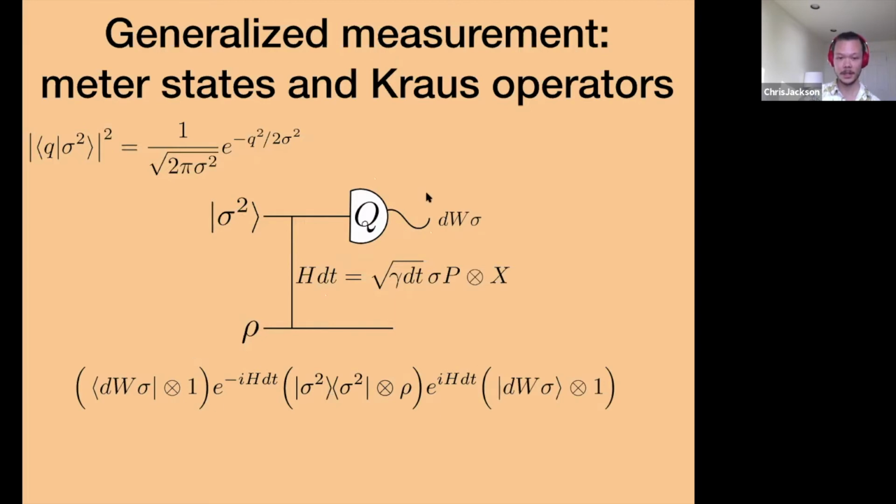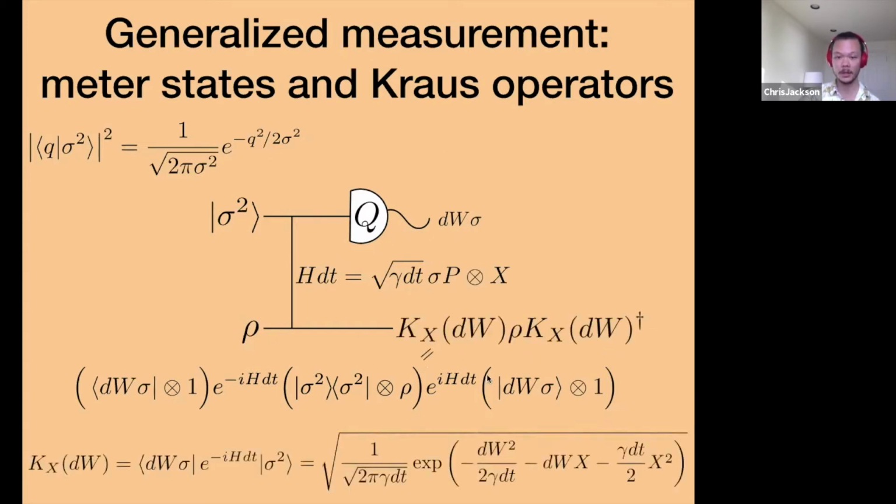So what's great is that you can rewrite all of this, the effect of all of this on the original Hilbert space of interest, in terms of what's called Kraus operators. So I'm going to write these Kraus operators as follows. There is the X, which is the observable in the Hilbert space of interest that you had coupled to. Then there's the dW, which is the outcome of the meter state having been measured after weakly coupling to the Hilbert space of interest.